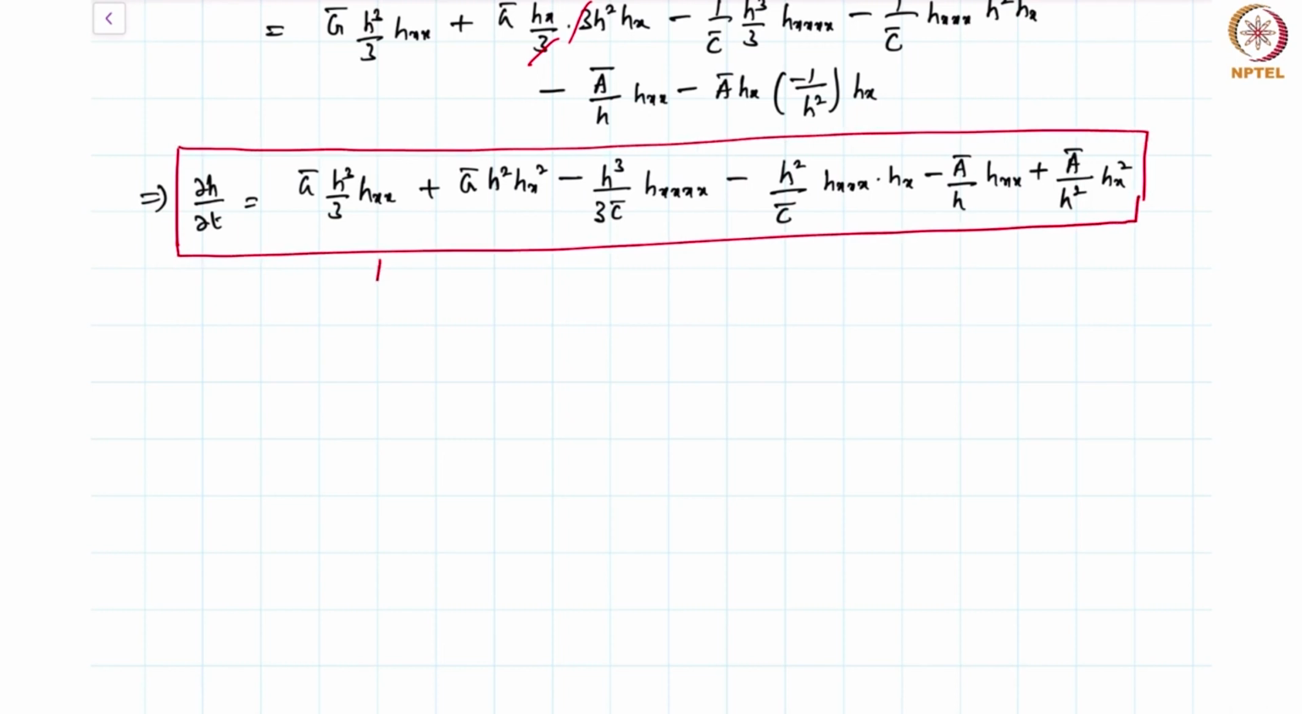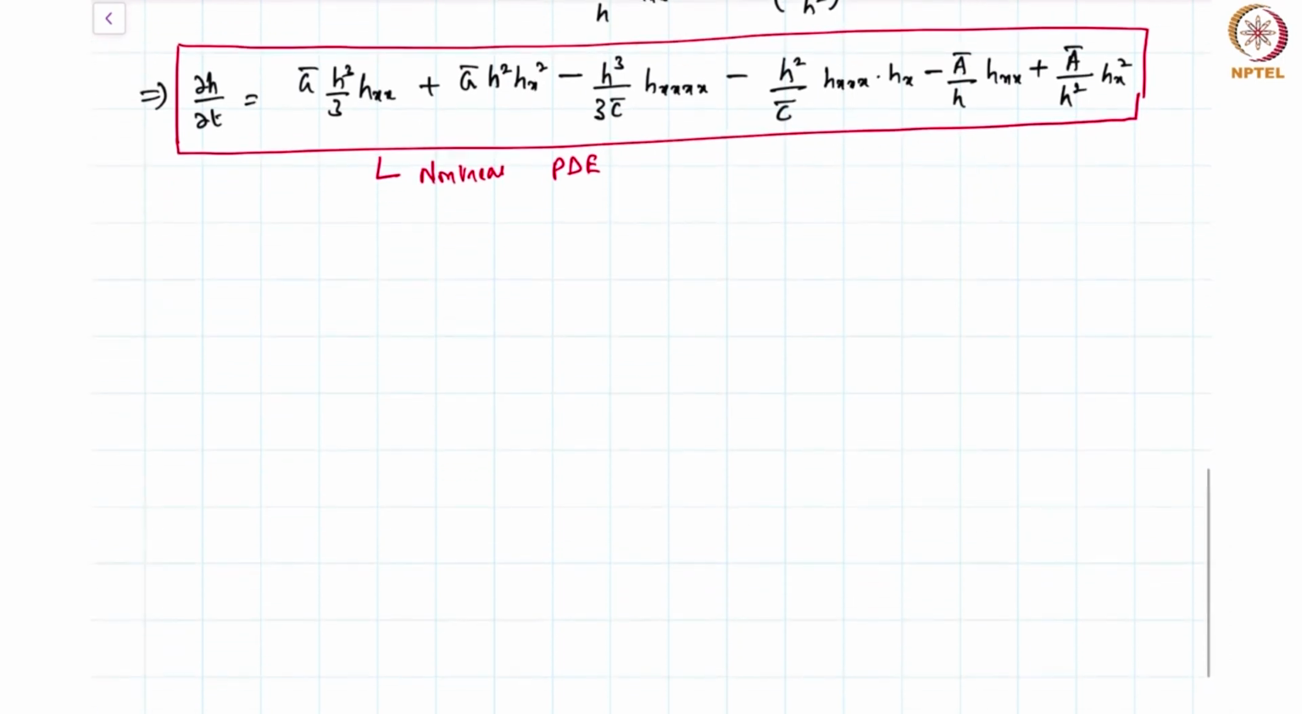Now this equation is a non-linear partial differential equation. Okay. Now notice that there are several derivatives that appear. There is a fourth derivative of h. Then we have a product of h with h, for example. All the terms in this equation are basically non-linear. Okay. So what we can now do is to recognize that we have a thin film here.